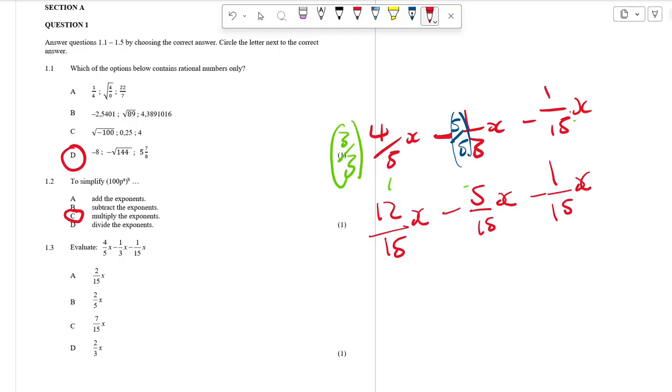And then we can copy the denominator and subtract the numerators in this case. It is 12x minus 5x minus 1x. So you can see minus x. Press your calculator: 12 minus 5 minus 1. So what are we going to get?